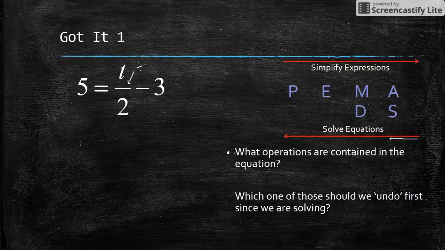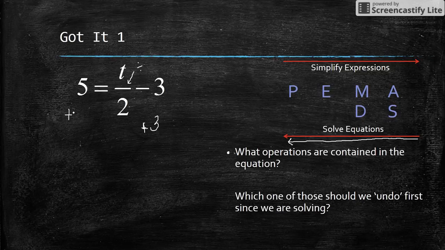If I'm going backwards through order of operations, what do I undo first? Any addition or subtraction. So I need to undo this minus 3. How do I undo a minus 3? I'm going to add it. Add 3 to both sides. So there's a plus 3.